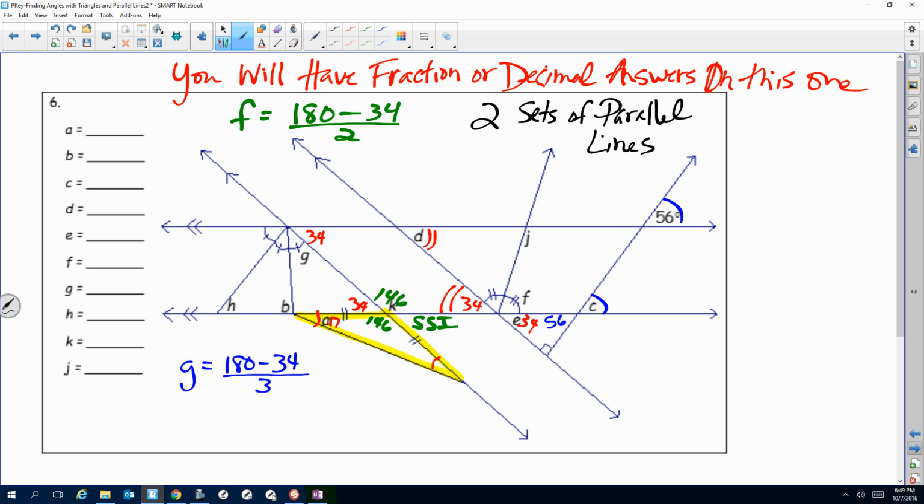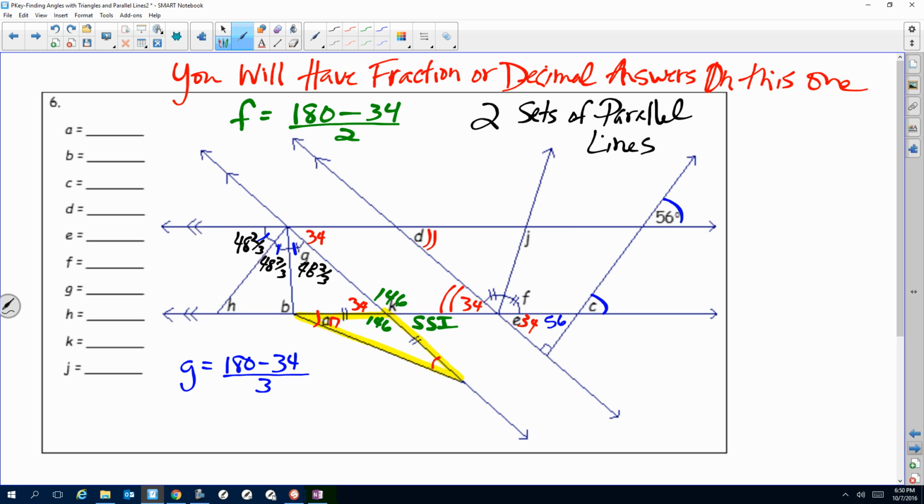Because if I get my G, which I can do because if I have 34 and these three angles here are congruent, I can say 180 minus 34 divided by 3, and that will give me that missing angle. So G is 48 and 2/3, or 48.6 repeating. Okay, so I'm labeling that on every angle that has this tick mark.